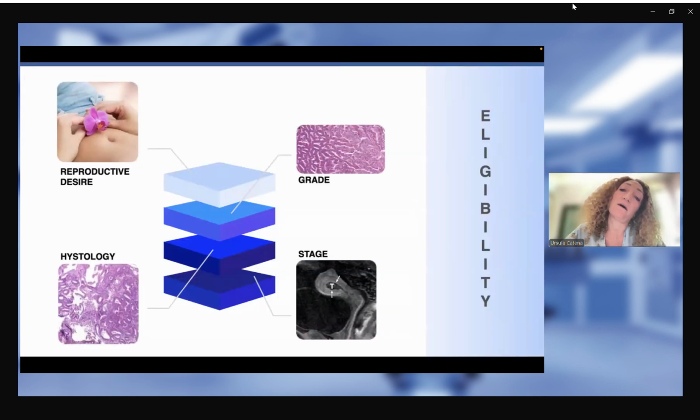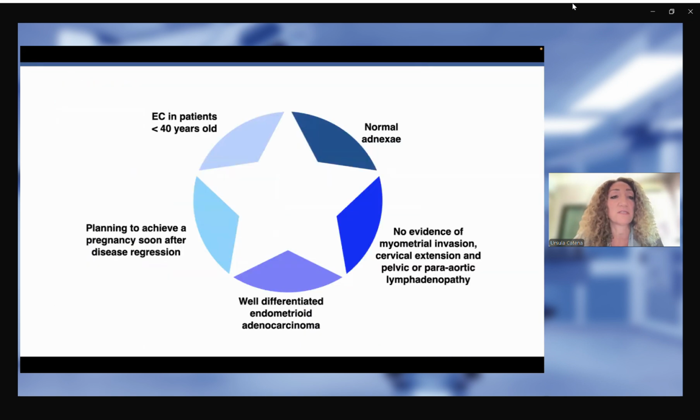But we have to consider which patients are eligible for conservative treatment. So we surely need patients who want to have a baby, and we have to consider the grade, the stage, and the histology of the disease.